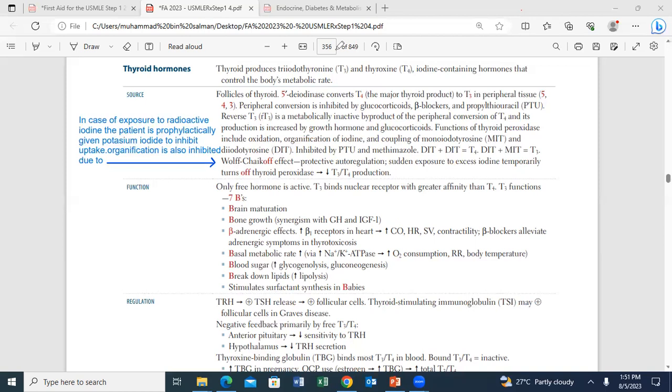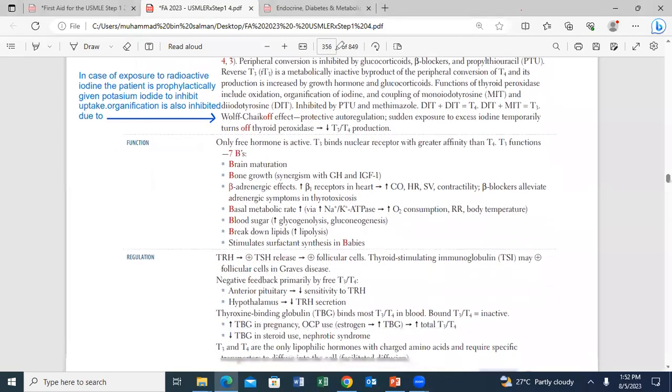And so the thyroid hormone also increases the blood sugar because, of course, it's a very energetic hormone. It wants you to perform activities, and it is involved in the breakdown of lipids. I just mentioned that it leads towards a lean body. Last but not the least, surfactant production in the babies. Now let's have a look at the regulation of thyroid hormone.